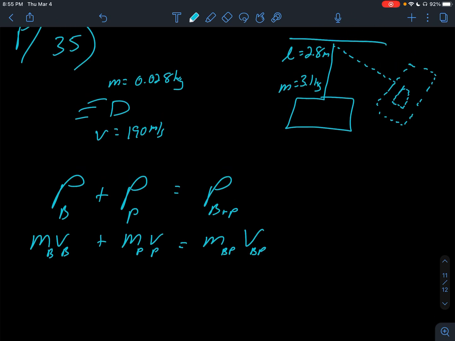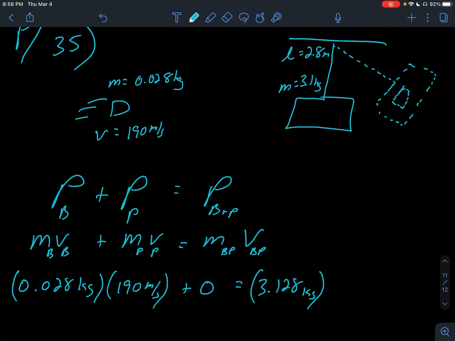Okay, so we can just fill in everything that we have here. Let's see, mass of bullet, 0.028. And notice the comparison between the bullet and the block or the pendulum is fairly significant, right? The block is a lot bigger in mass. And this is going 190. The block is not moving, so no momentum. The mass of both added together is going to be 3.128 kilograms. And we're looking for this velocity.